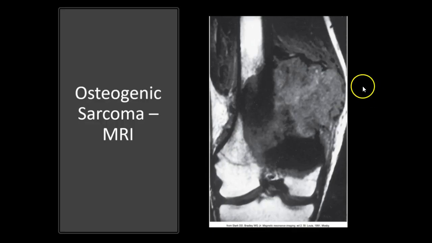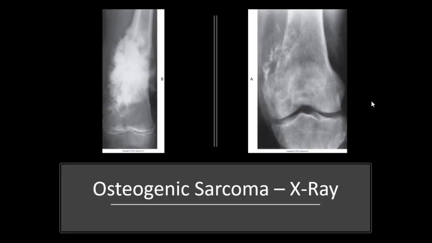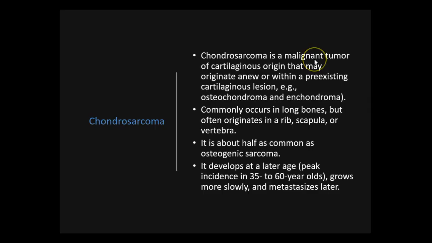So this is a knee. Here's your knee joint, and you can see all of this is the osteogenic sarcoma. And on x-ray, you can see how it's got the sunburst, the rays coming off of it. It looks spiculated. And right here, you can see it.